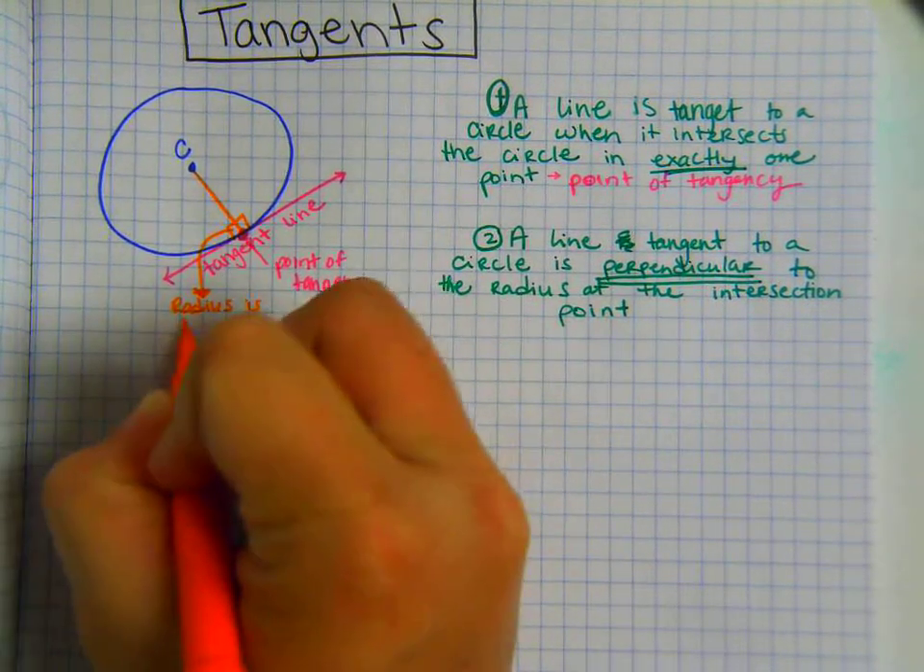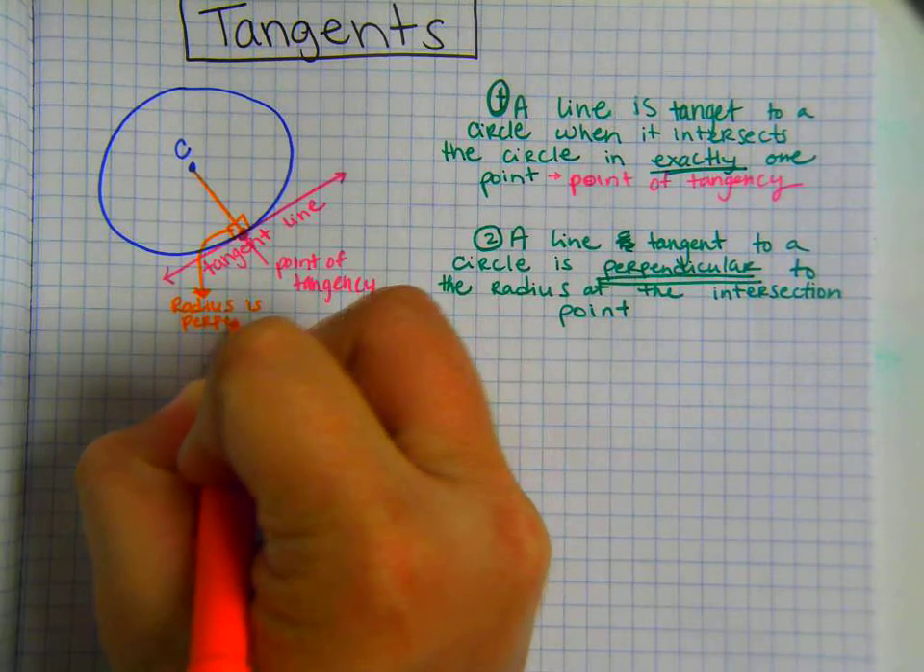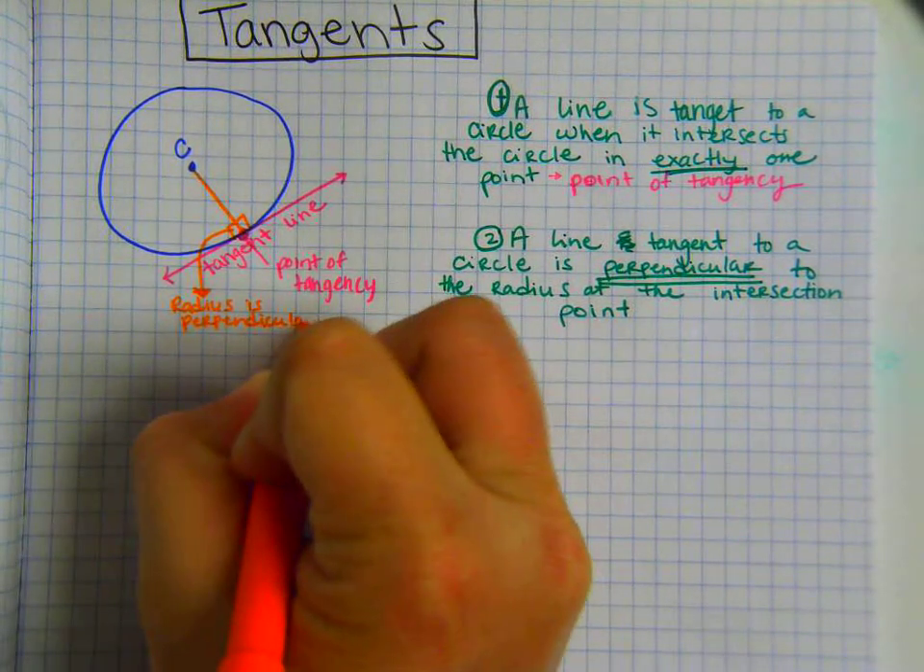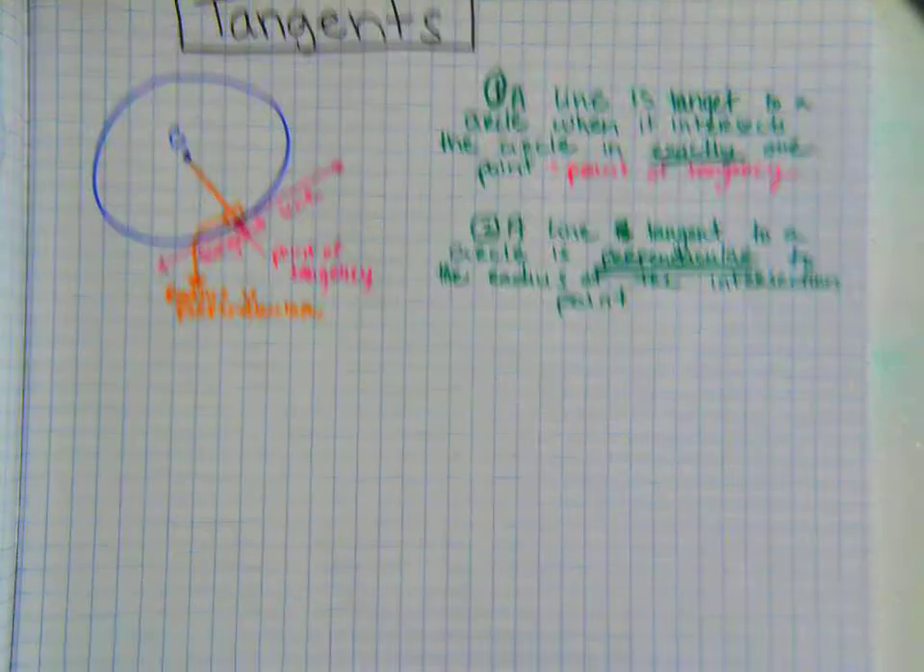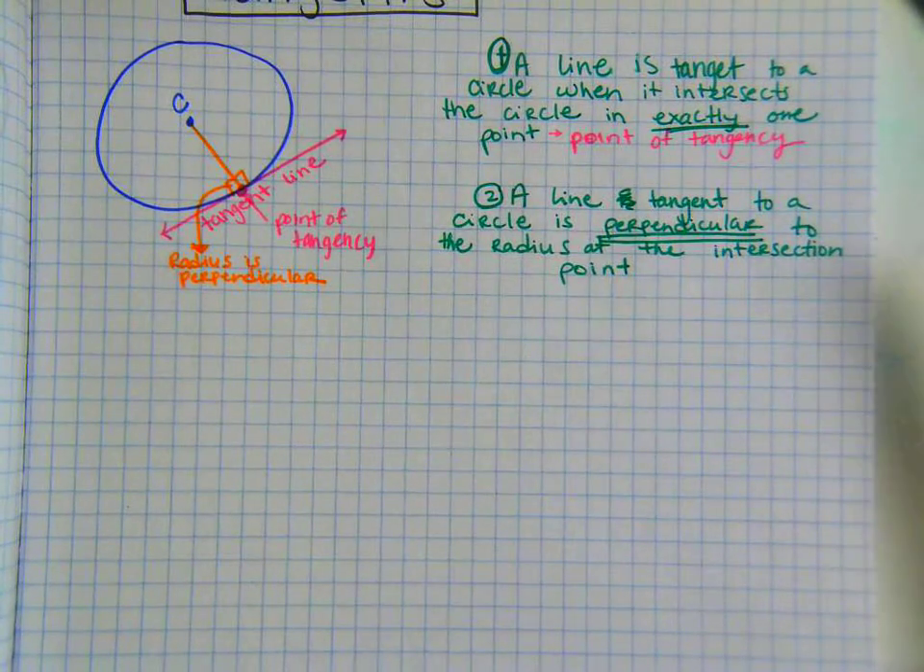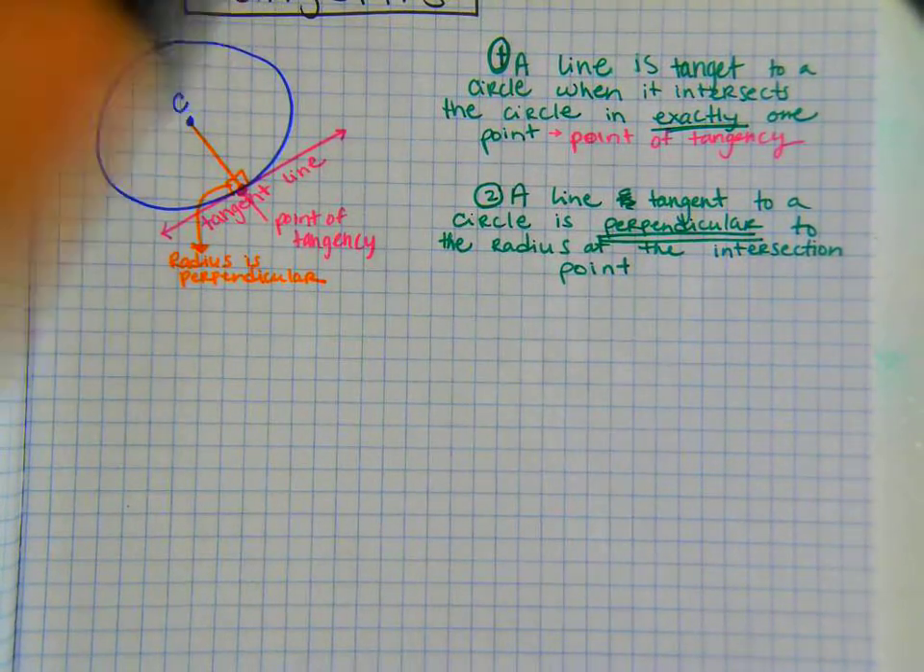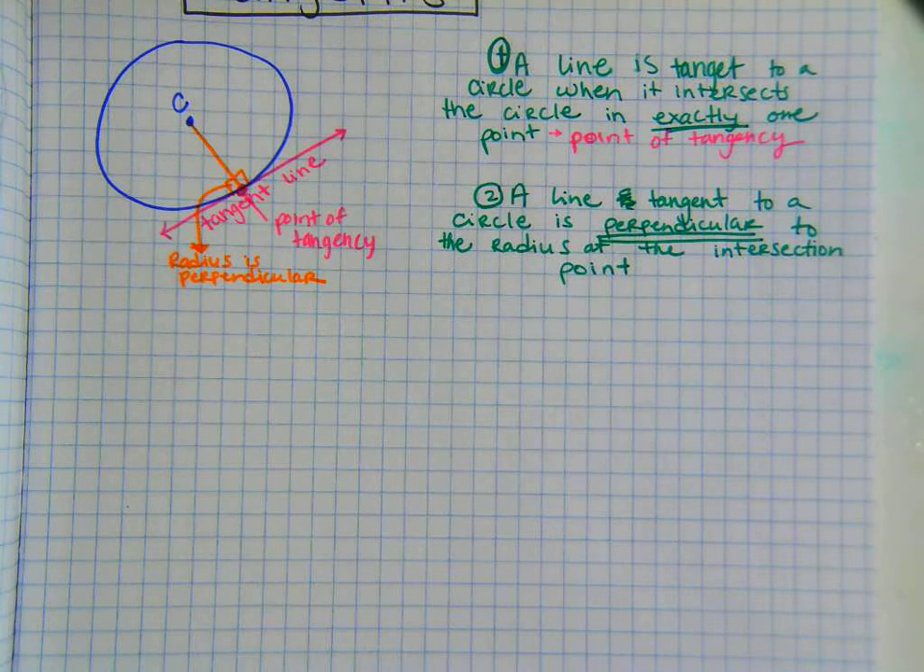Radius is perpendicular. So we can see what that looks like on our picture. Okay, so those are the two properties that we're going to use for tangents. So let's do an example.